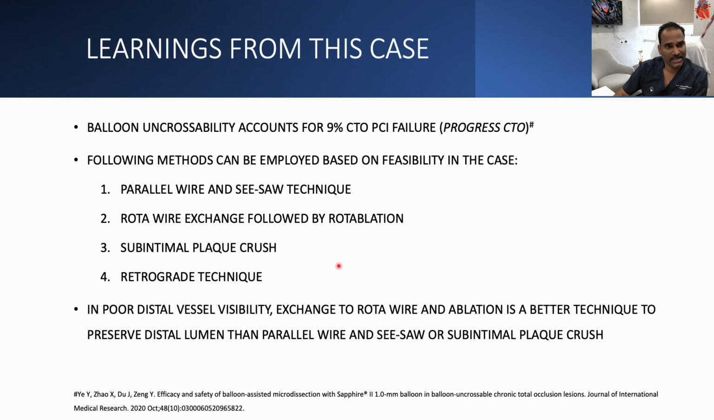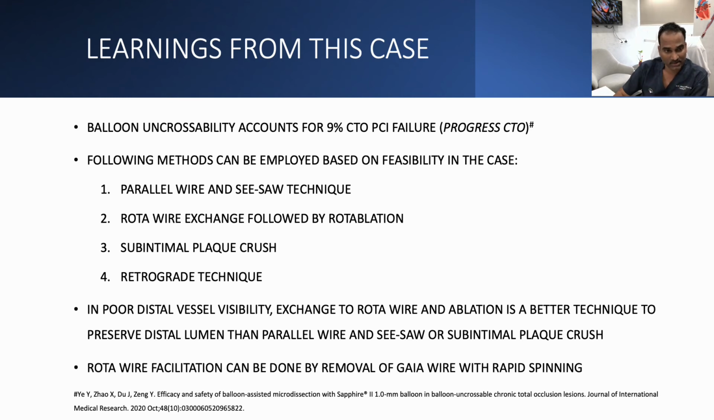But in cases where there is poor distal vessel visibility, like this case, exchange to rota wire and ablation is a better technique to preserve the distal lumen than parallel wire and seesaw or subintimal block crush, which reduces the visibility of your distal vessel. Rota wire exchange can be facilitated by removal of the Gaia wire with rapid spinning.